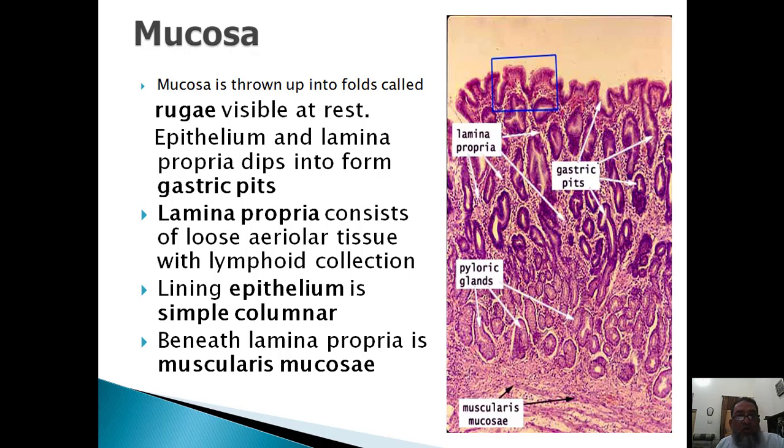Lamina propria consists of loose areolar tissue with lymphoid collections. Lining epithelium is simple columnar. Beneath the lamina propria is the muscularis mucosae. So in the lamina propria, the epithelium is thrown into gastric pits lined by the gastric glands. The gastric glands are a modification of epithelial tissue in the gastric mucosa, which dips into the lamina propria to form the gastric pits.